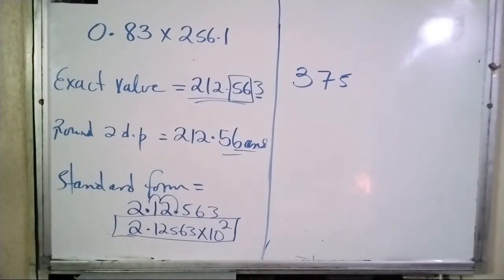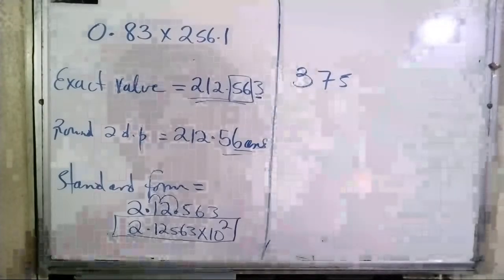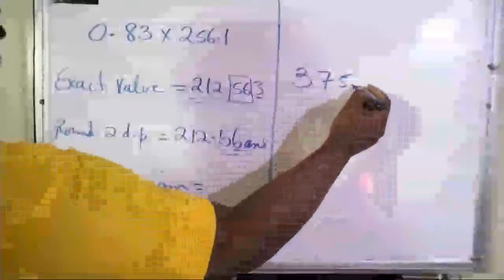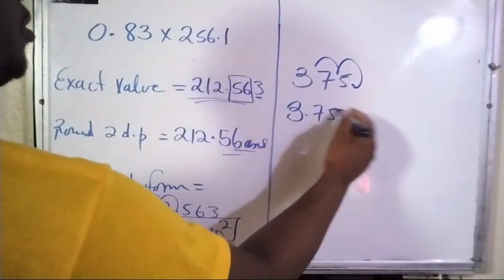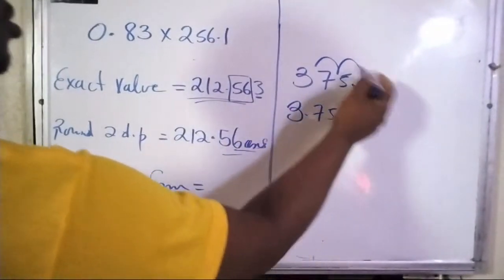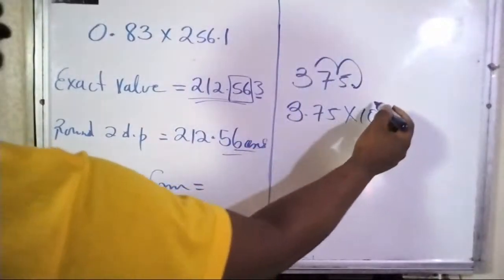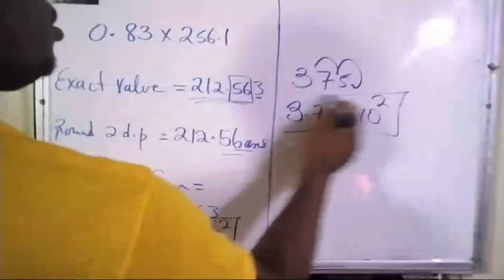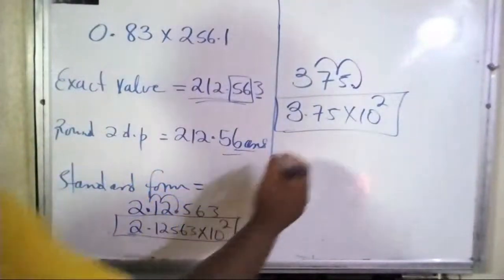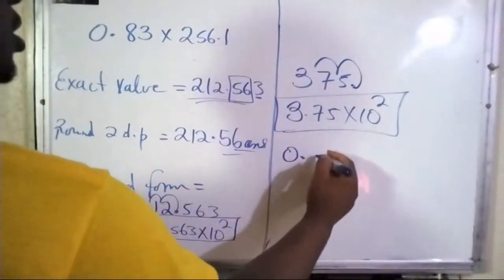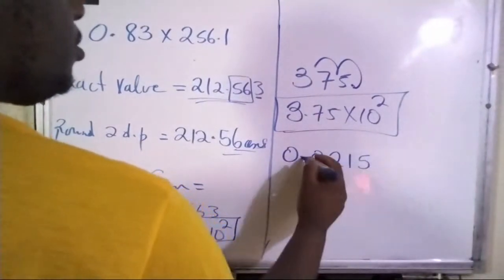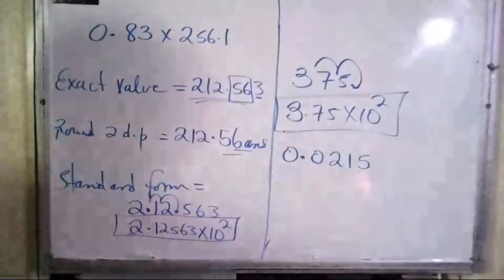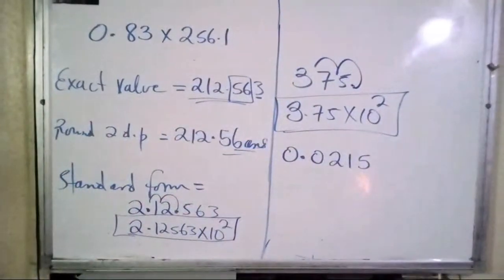Alright guys, so if you want to put that in standard form, as somebody said, the decimal point is here, so we move 1, 2, so it will be 3.75 times 10 to the number of places we move. Now we move 2 places, so yeah, this will be that. Alright, what about this number guys? Can we put this in standard form? 0.0215, write that in standard form. Let's go.